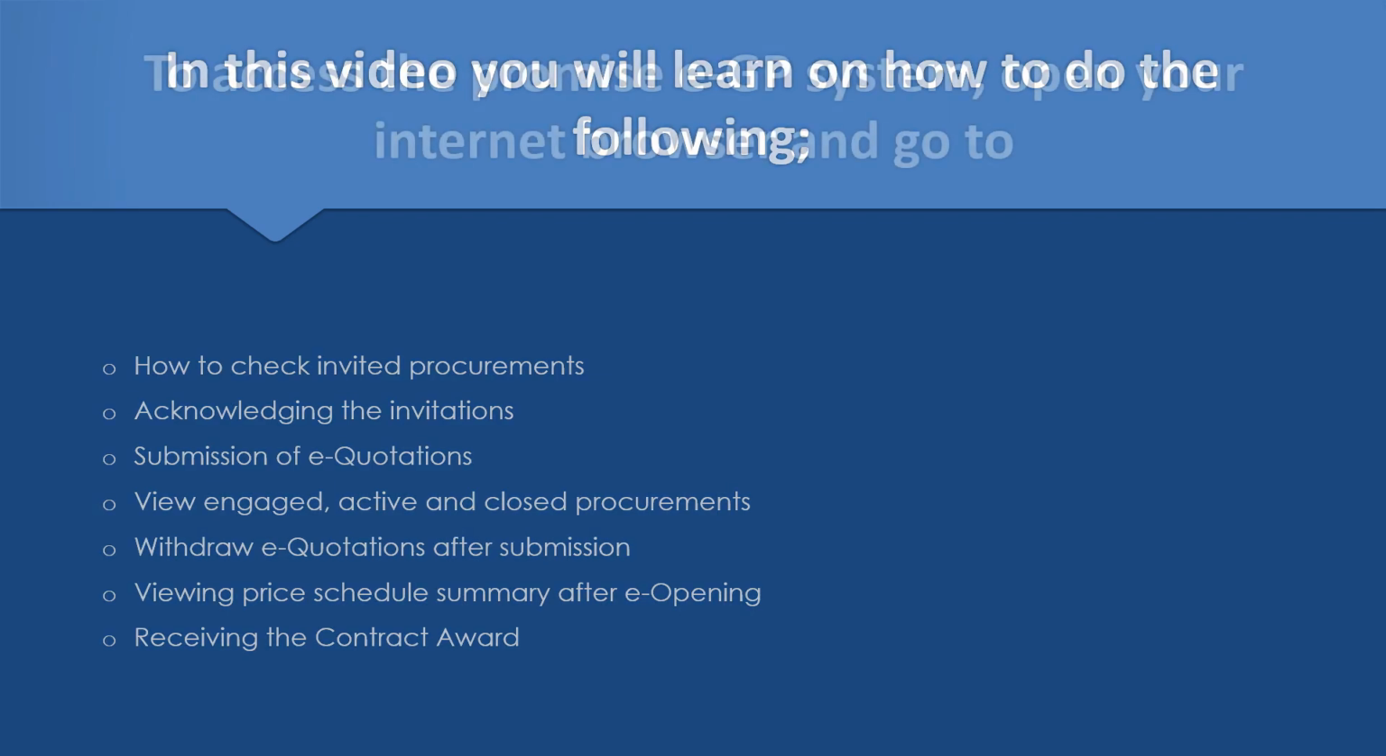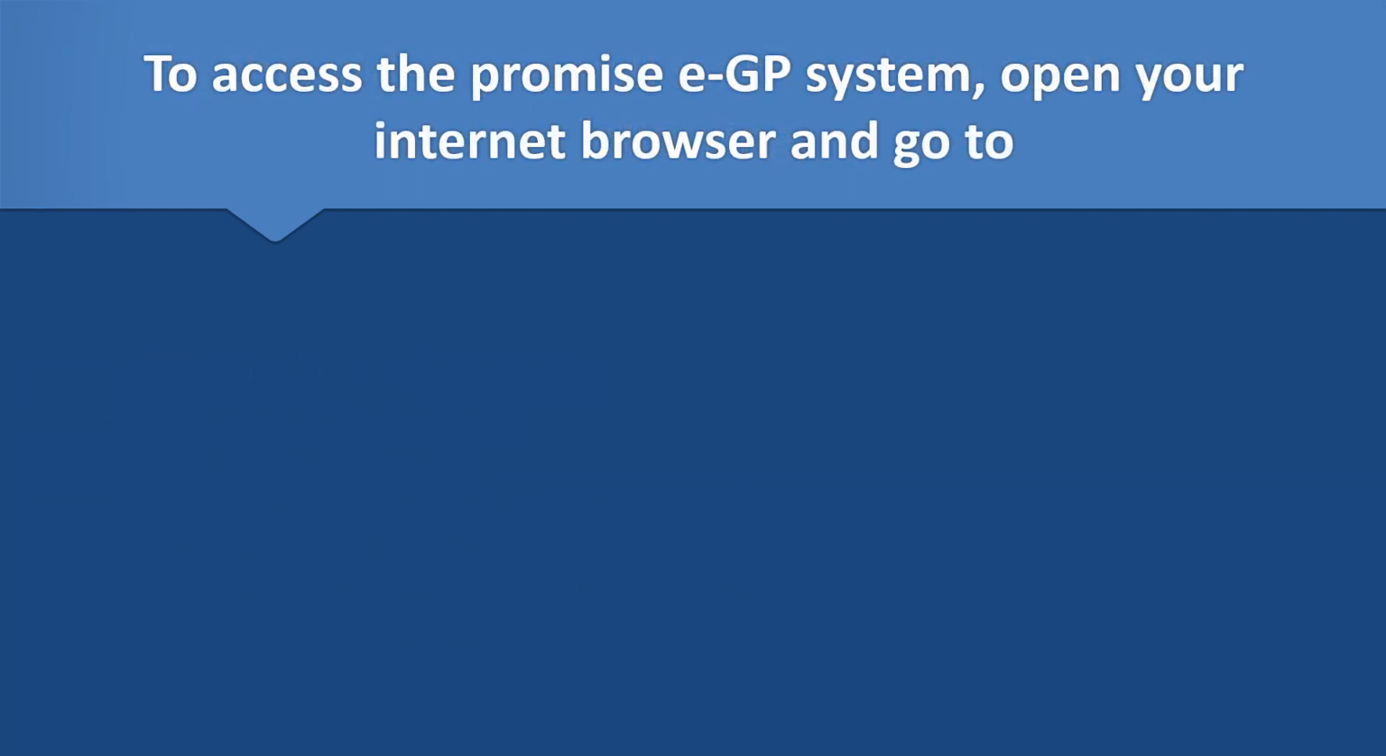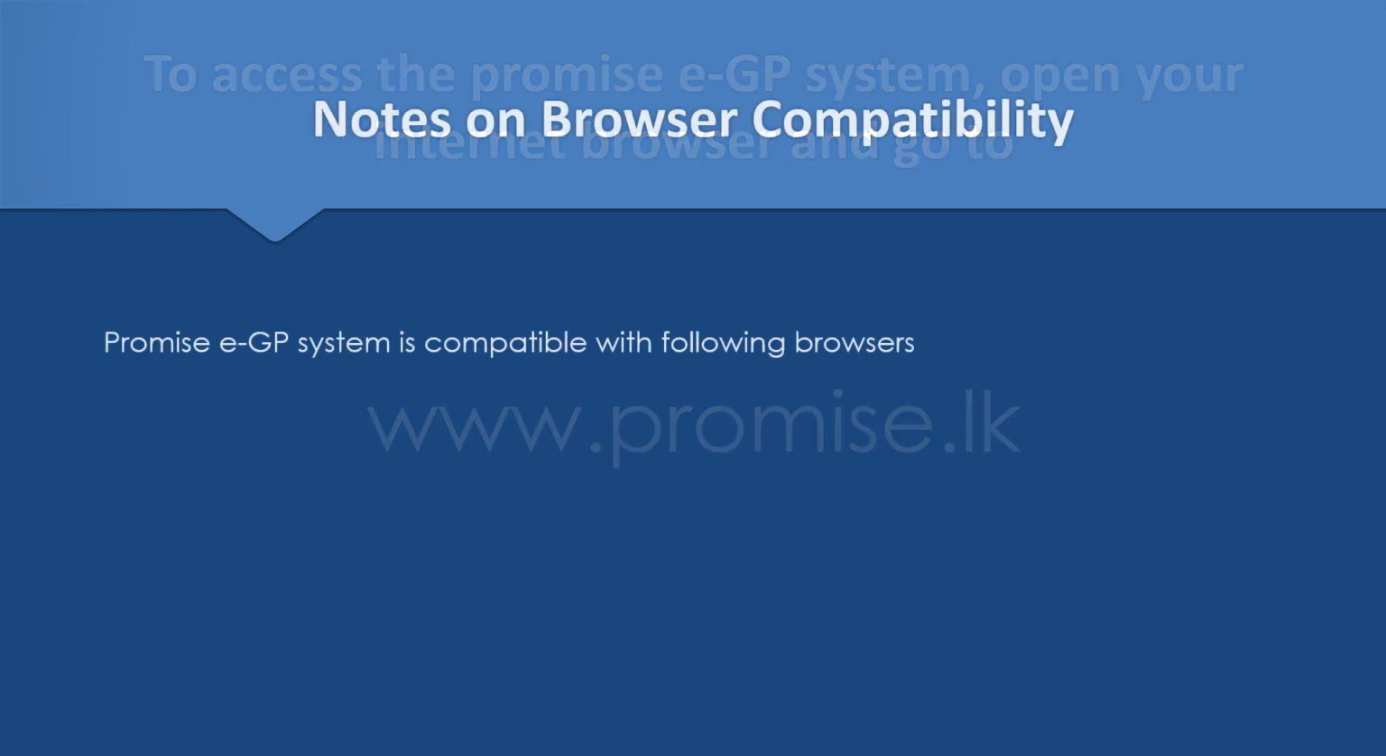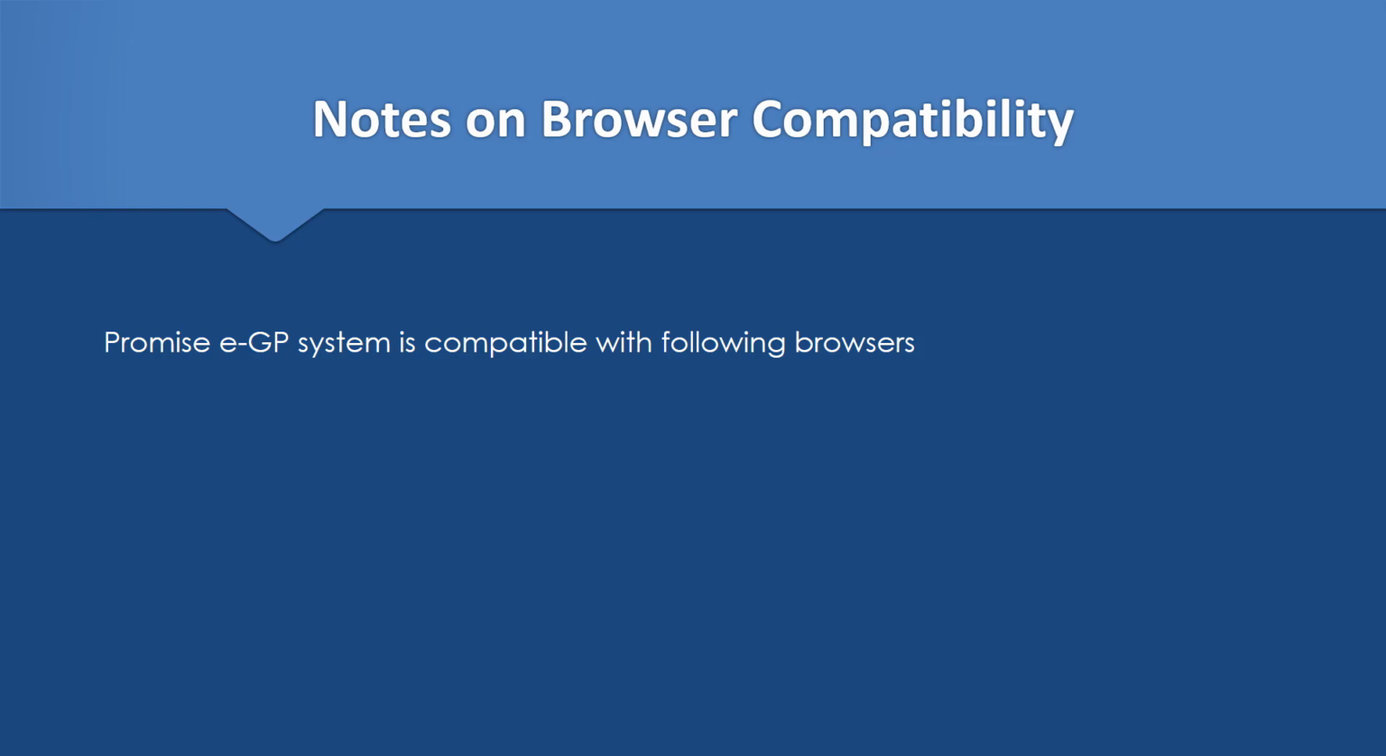To access Promise EGP system, open your internet browser and go to www.promise.lk. Notes on browser compatibility. Promise EGP system is compatible with following browsers: Google Chrome, Microsoft Edge, Mozilla Firefox. Browsers not listed in this video may display screen elements incorrectly or will have functionalities not working properly.